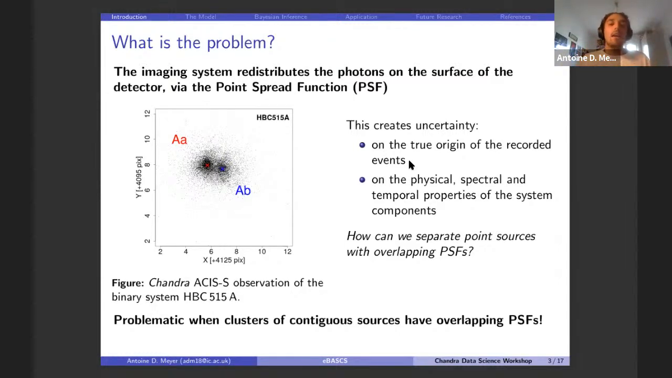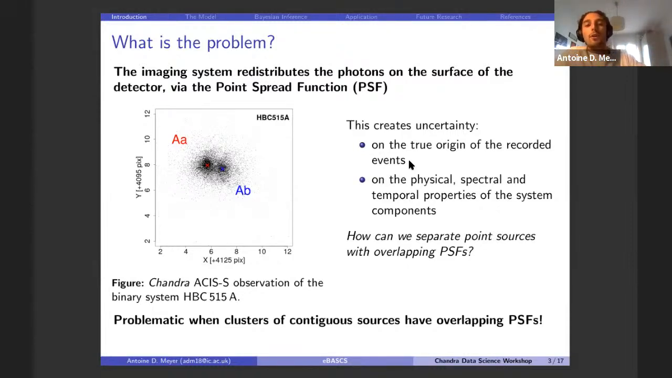The problem is when you're observing clusters of contiguous sources that are very close together, there may be an overlap in their point spread function, which causes uncertainty on the origin of the recorded events and also on the physical, spectral, and temporal properties of the system components. And I should note that this uncertainty is often amplified by common issues in X-ray data, such as low count data and high background contamination.